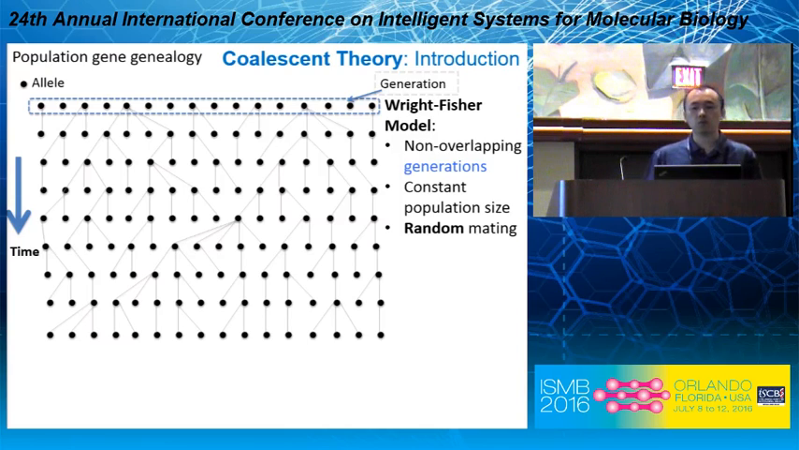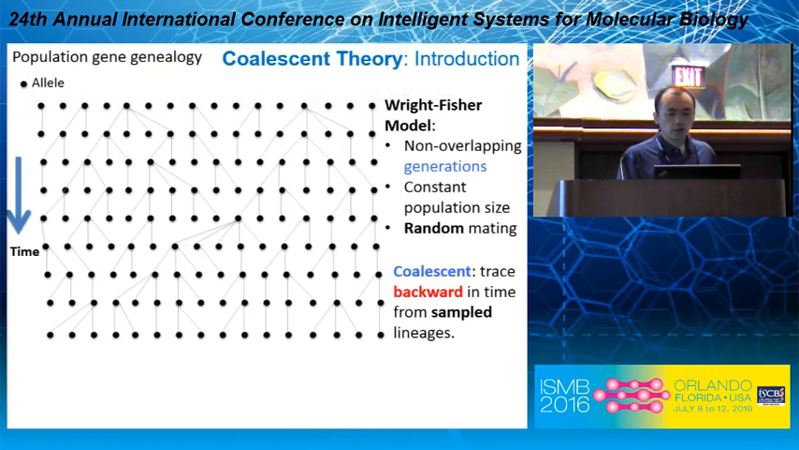So in other words, if you see this generation after generation, when each generation dies, you create a new generation, and in every generation the alleles are taken randomly from one of the alleles in the previous generation. So this is called random mating, and the coalescent you can see by considering the history of the samples.